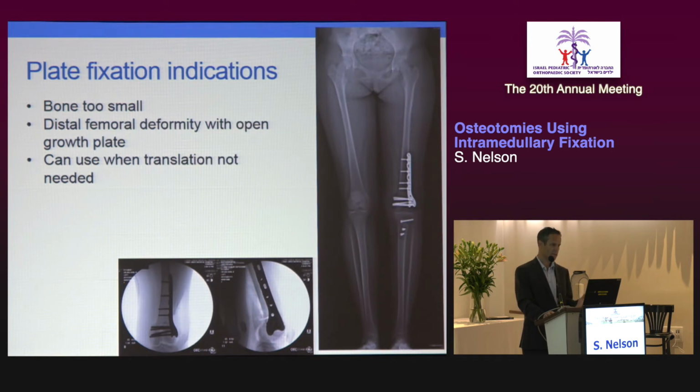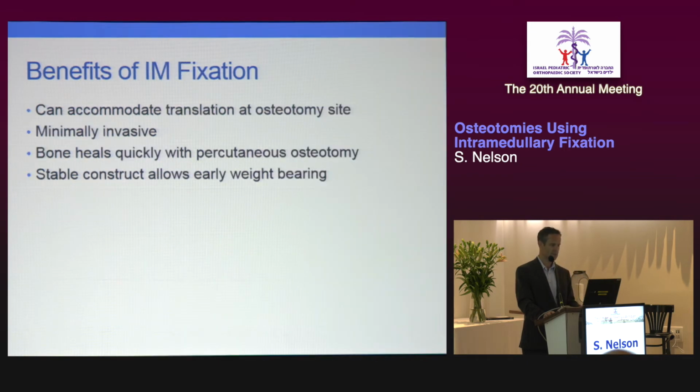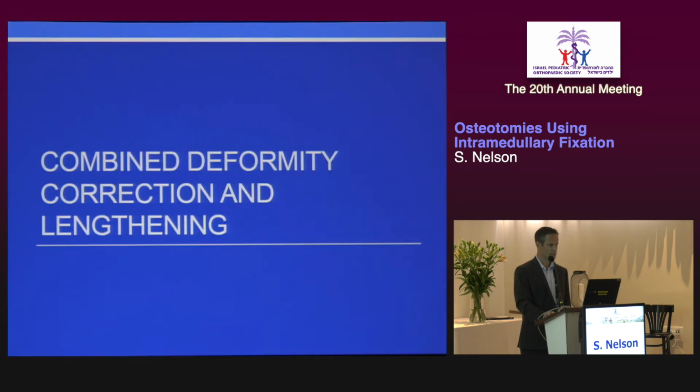So plate fixation indications can be good if the bone is too small for an intramedullary rod, when your distal femoral growth plate is open, and you can use it when not very much translation is needed. But when you need a lot of translation, there's clearly a benefit for intramedullary fixation. Also, with the plate fixation, the bone oftentimes doesn't heal as quickly when doing open osteotomies versus percutaneous.